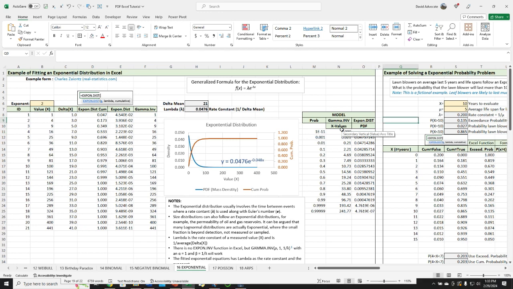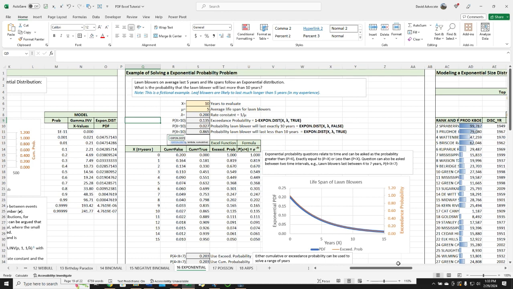Now let's examine the lawn blower example. This is the same example that we saw in the PowerPoint slide, and we'll just start with the beginning here. We see that lawn blowers on average last about 5 years, and the lifespan follows the exponential distribution. So we want to know what's the probability that the lawn blower will last more than 10 years. In this worksheet we have 2 inputs. We have the x value, and we have mu, the average lifespan. And we again can calculate the rate constant lambda by just taking 1 over mu.